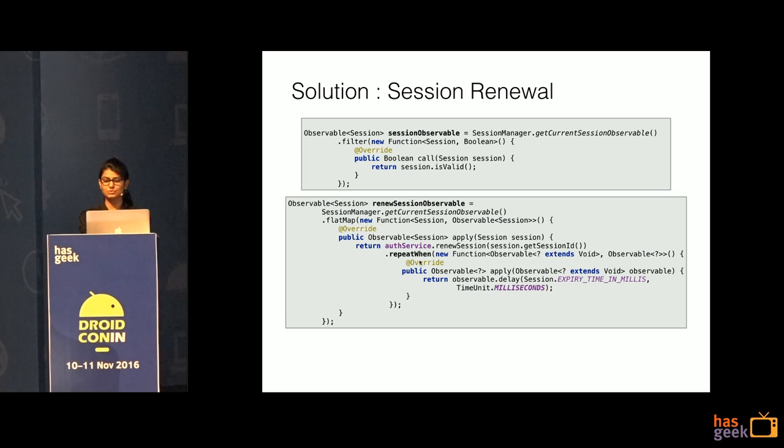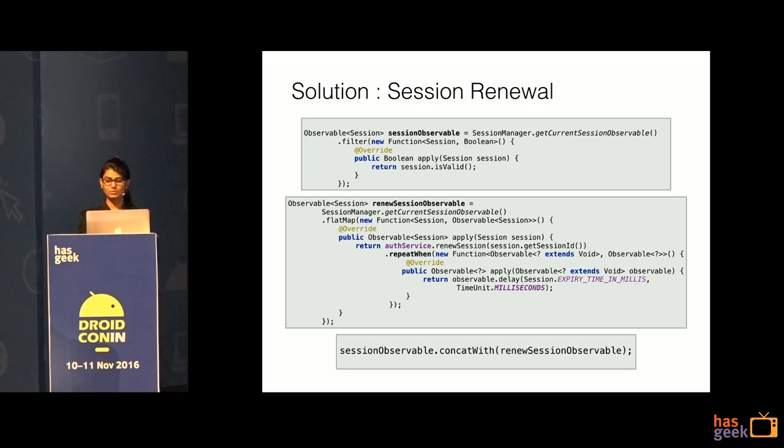So here we are using the repeatWhen operator, which takes in a function and we can tell it when to retry. Now we have two observables, we can simply concat them. So if the session is found in the cache, it will return the session if it is valid. And otherwise, it will just keep on retrying in the background, repeating in the background, and it will keep the session alive.